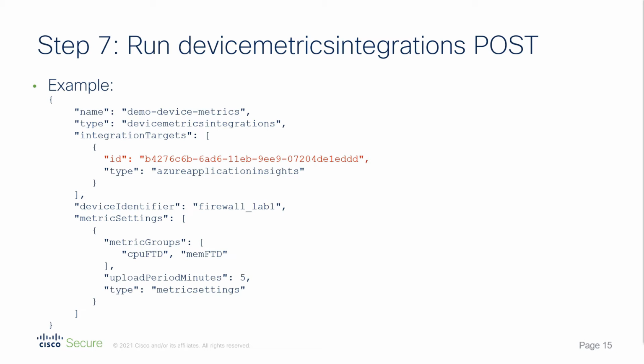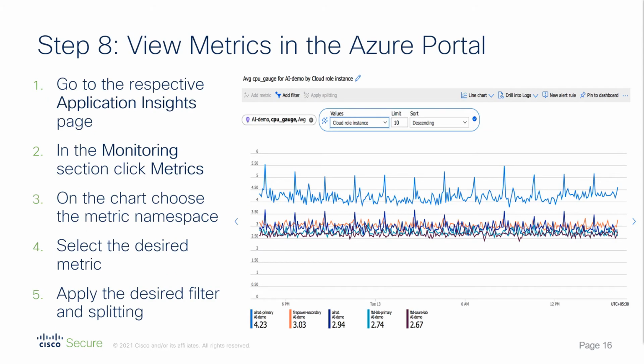It is also in this API call that you specify the metrics you wish to utilize, as well as the period of time that you will upload those metrics to Azure Application Insights. Once you have done that, you can go to the Azure Application Insight page and view the statistics, or using some third-party product, make API calls to Azure to retrieve these statistics. Let's move on to the demonstration.